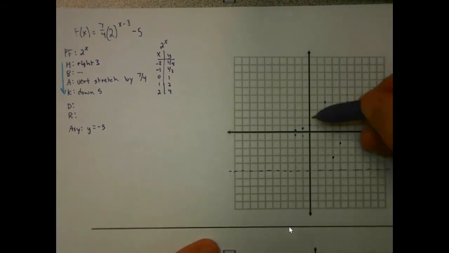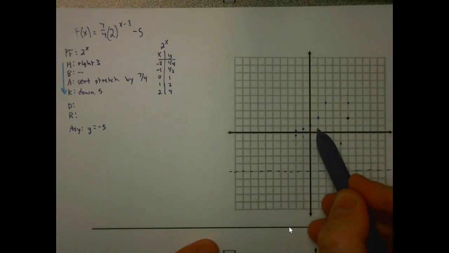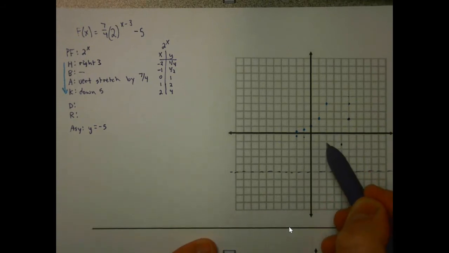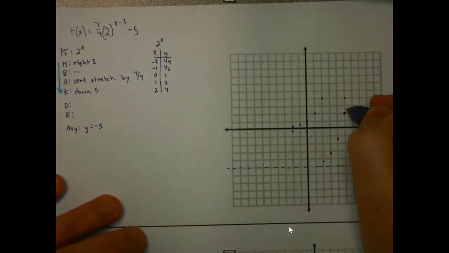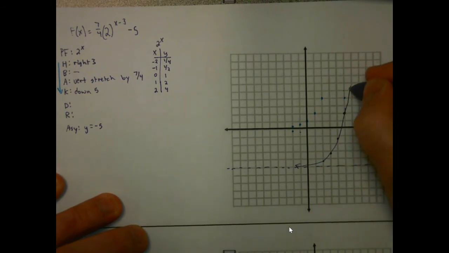Let's do a fourth point here. So a half. So I go right 3, 1, 2, 3. I multiply a half times 7 fourths, which is 7 eighths, which is a little bit less than 1. And then I go down 5. 1, 2, 3, 4, 5. So about right in here. And we can kind of see where this is going. So connect our dots here. That's going to go that way, and this is going to go up this way.